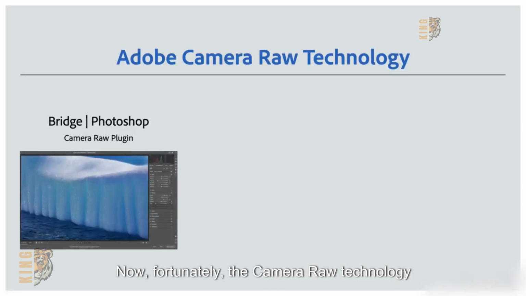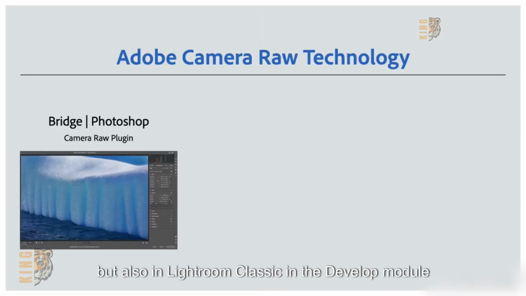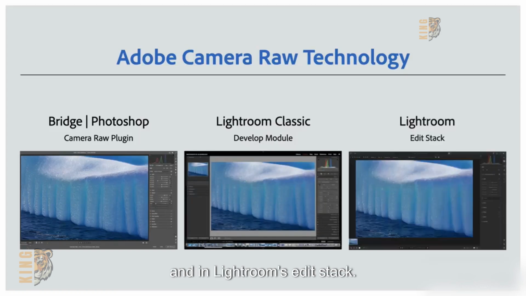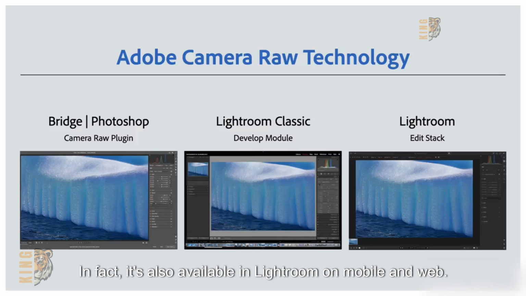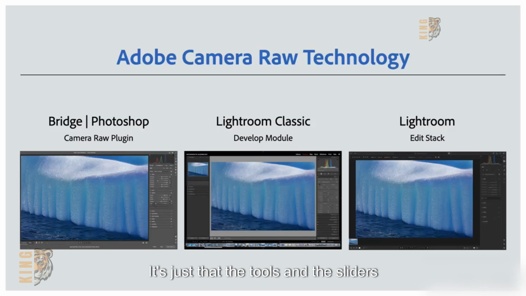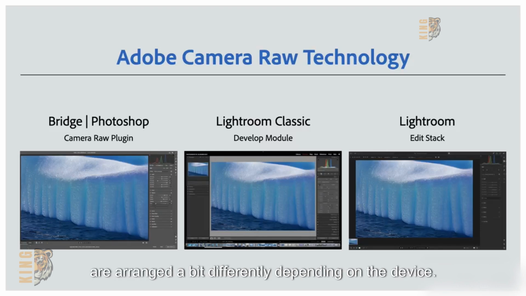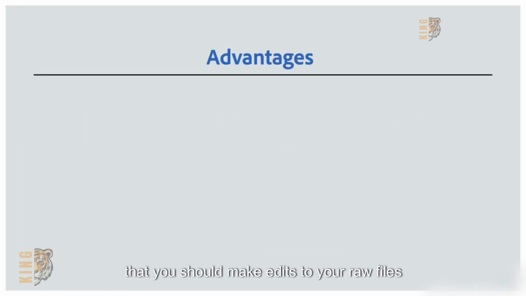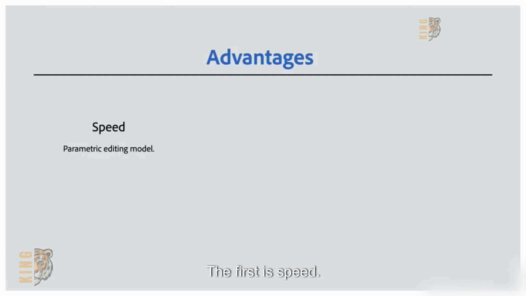Now, fortunately, the Camera Raw technology is found not only in Camera Raw, but also in Lightroom Classic, in the Develop module, and in Lightroom's Edit stack. In fact, it's also available in Lightroom on mobile and web. It's just that the tools and the sliders on all these different platforms are arranged a bit differently depending on the device. There are 3 primary reasons that you should make edits to your RAW files using the Camera Raw technology. The first is speed.